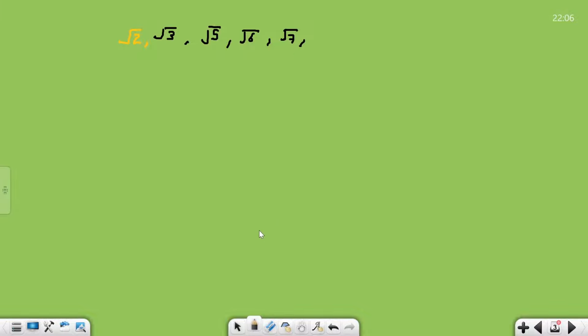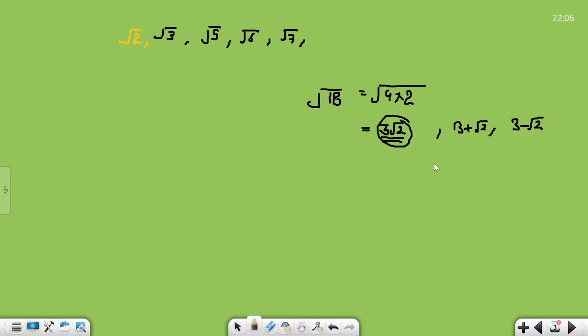Okay, sometimes the examiner writes a value like root 18. Can you solve it like this? Never. Root 18 means 9 into 2, and root of 9 is 3, so 3 root 2. Okay, now we understand how we solve this type of question. 3 root 2, 3 plus root 2, 3 minus root 2, 3 plus root 2 by 3.